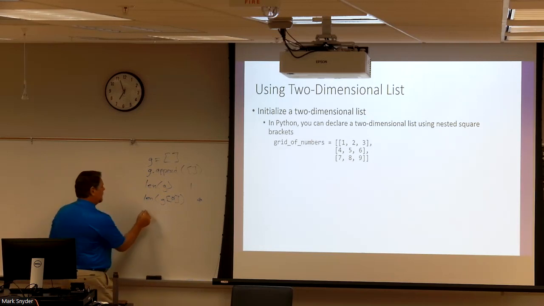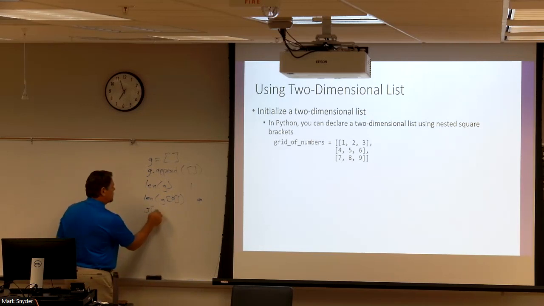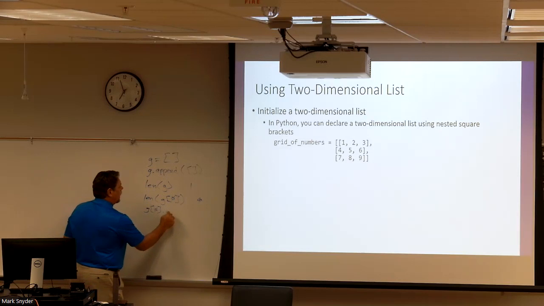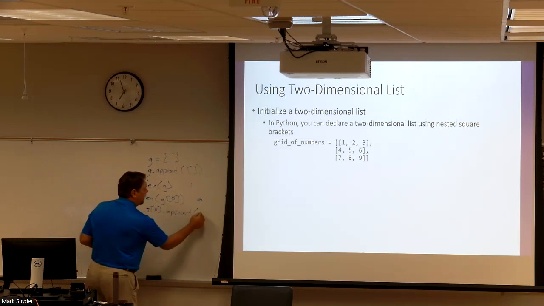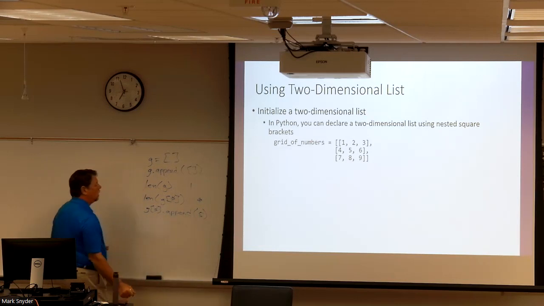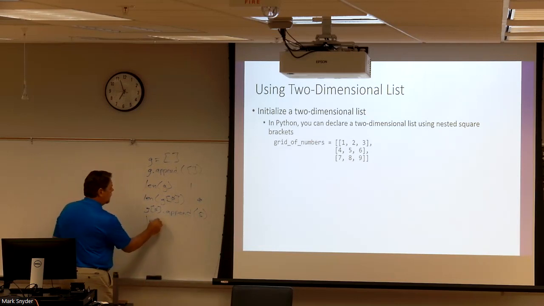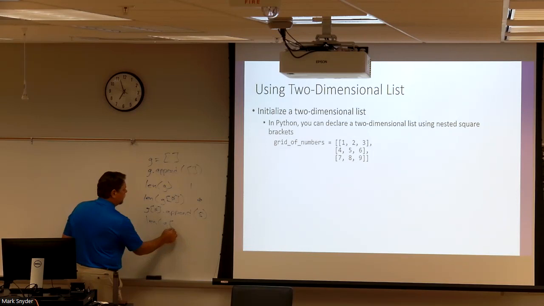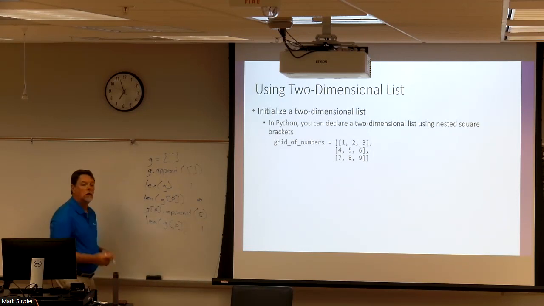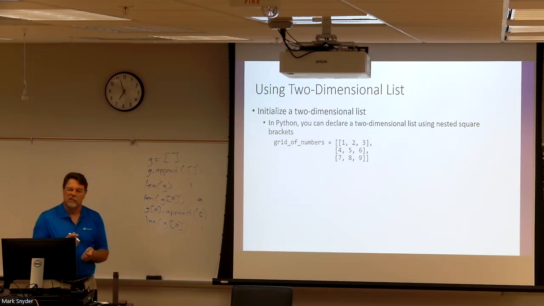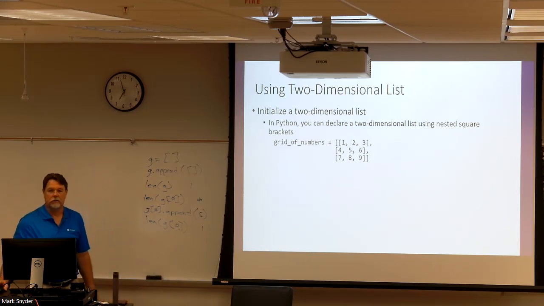So I'd have to say G sub 0 dot append, I don't know, number 5, let's say. And now length of G sub 0 is 1. That makes sense? It's not magic, it's just nested lists. It's a list of lists.